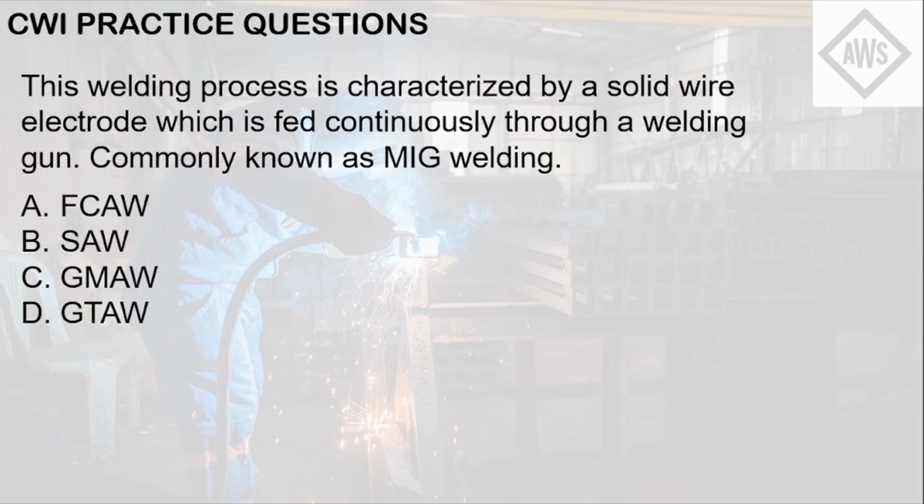SAW is submerged arc welding, which is an automatic welding process. GTAW is a welding process which consists of a filler metal or filler rod with a tungsten electrode to heat and weld the metal. So that leaves us with the answer, letter C, GMAW. GMAW is a process wherein a solid wire is continuously fed through the welding gun, thus improving the productivity of the welder and its process.